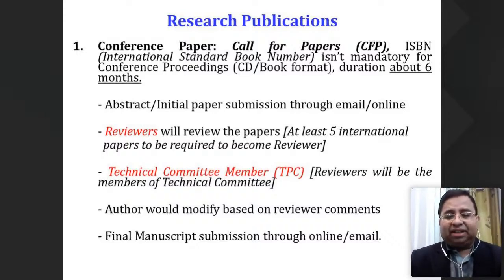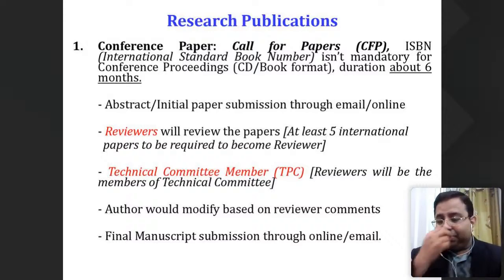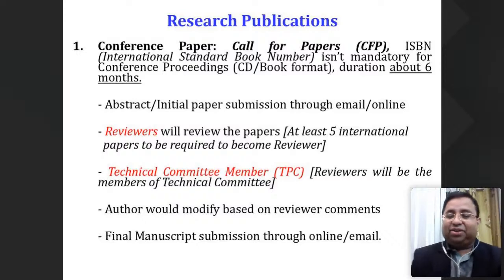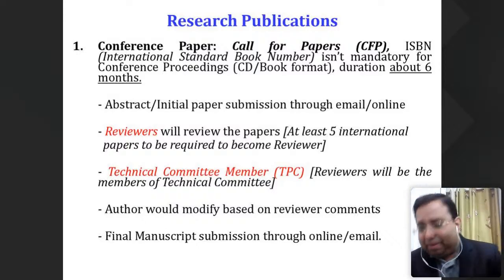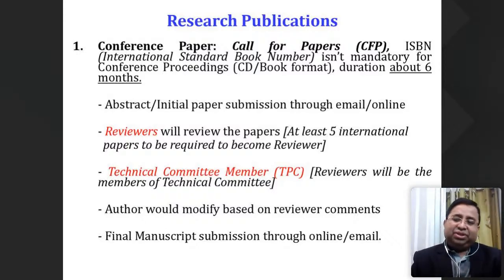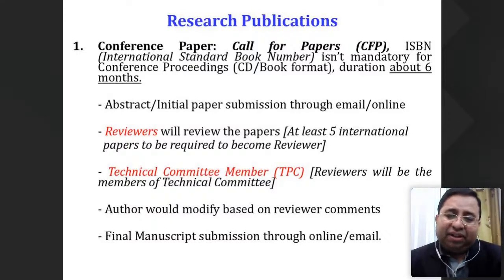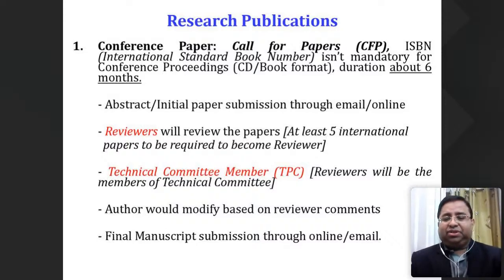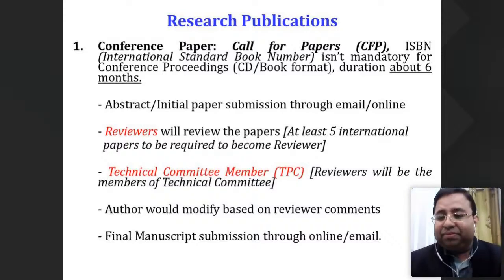If any conference asks for the abstract, lots of papers will be submitted. But if they ask to submit the full paper, the first version of the full paper, then maybe you cannot get lots of papers. There is another reason: there are so many conferences that only invite the abstract. I always prefer that my PhD scholars and researchers who are working with me submit the initial full paper to a conference.